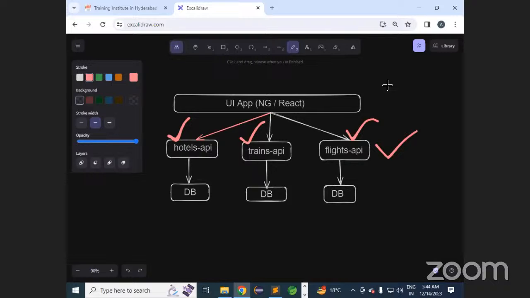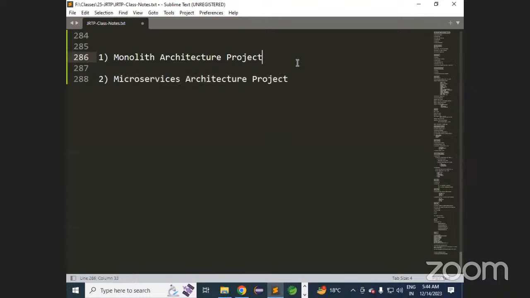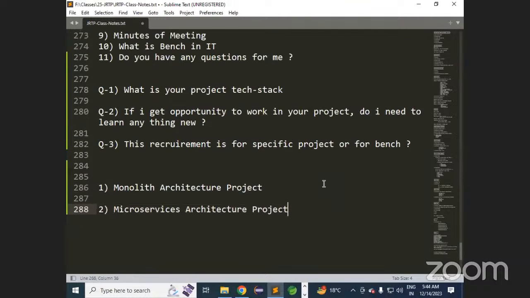Okay, guys, good, fine. So today we understood what is a monolith architecture based project and what is a microservice architecture based project. Okay, fine. Anybody having any questions for today?